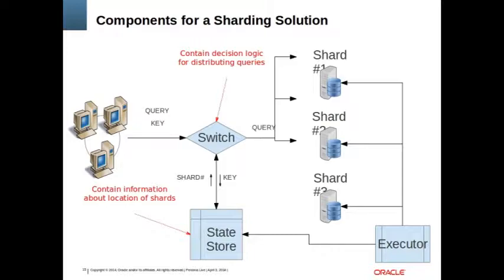I mean, the architecture itself seems very simple and intuitive. This is what you need. You need the connectors going to a switch, asking where I need to go. The switch tells you where you need to go, and you go to the shard. So why do you need an executor?